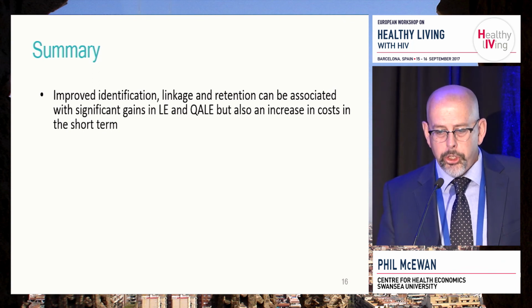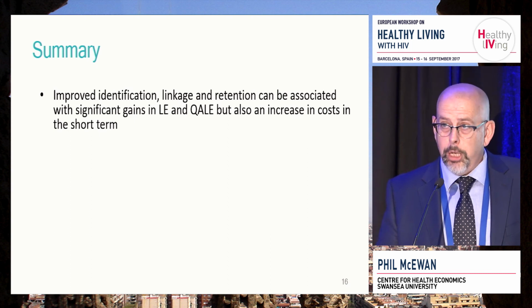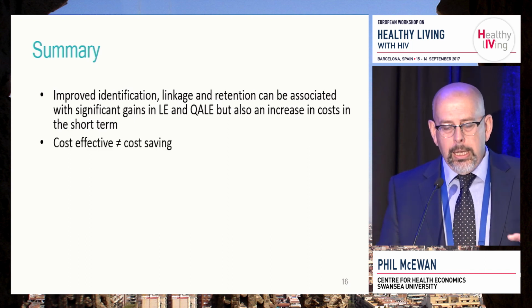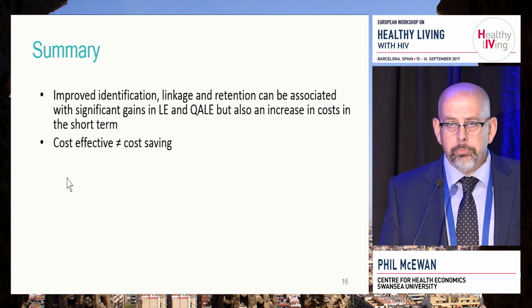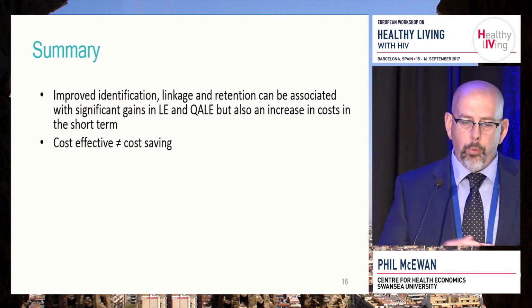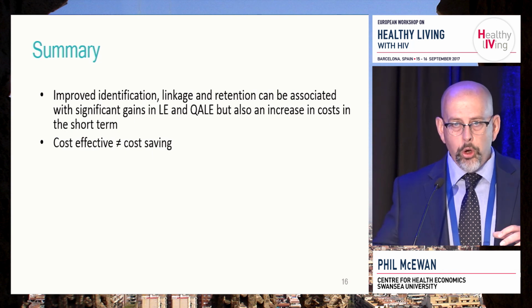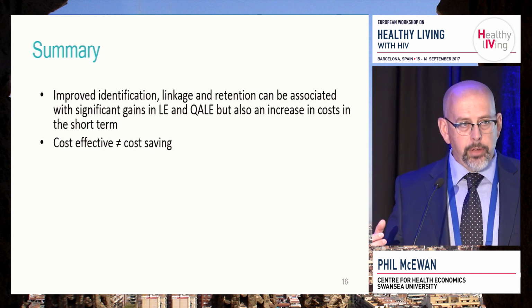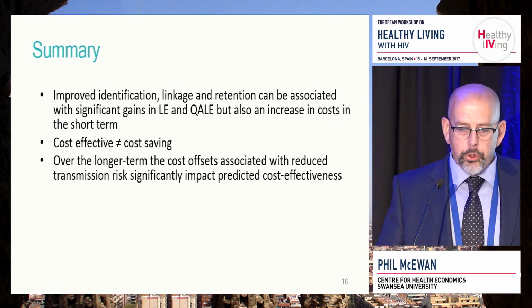So to summarize, improved identification, linkage, and retention can be associated with significant gains in life expectancy and quality-adjusted life expectancy, but also an increase in costs in the short term, and that's the particular issue. One of the things that often gets, I think, misunderstood is that if something is cost-effective, it doesn't make it cost-saving. Something might be good value for money, but it's still going to cost additional money. And the problem is that healthcare systems around the world typically operate with a fixed budget. So if you invest more in one area, it's typically at the expense of healthcare spend in another area. But understanding the relationship between what you're investing in and what you're receiving is crucial.